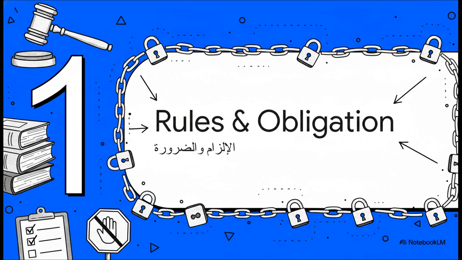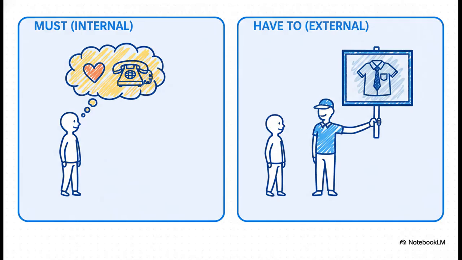This is all about obligation, or as you'd say in Arabic, al-ilzam wal-darura. Okay, this is a really interesting one. What's the difference between must and have to? Well, must usually comes from inside you. It's a personal feeling. I must call my mother. See? That's my own decision. But have to, that usually comes from an outside rule. I have to wear a uniform at school. That's not my feeling, it's the school's rule.